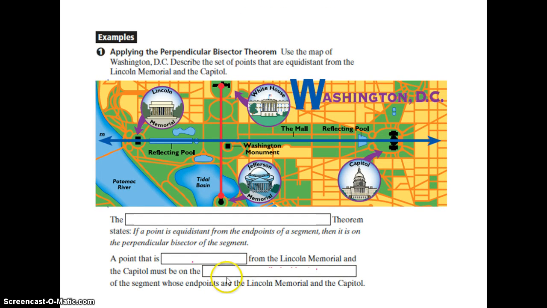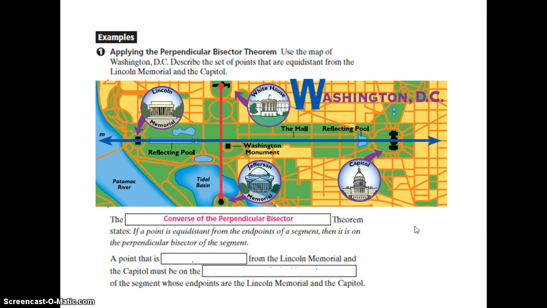Now, we want to apply the perpendicular bisector theorem. We got a map here of Washington, D.C. Here is the Lincoln Memorial. Over here is the Jefferson Memorial. Over here is the Capitol. And here is the White House. And this is not by mistake. This is one of the few cities in the country that was actually designed on a grid format, but that's neither here nor there. So here's a couple of things they want us to fill in.